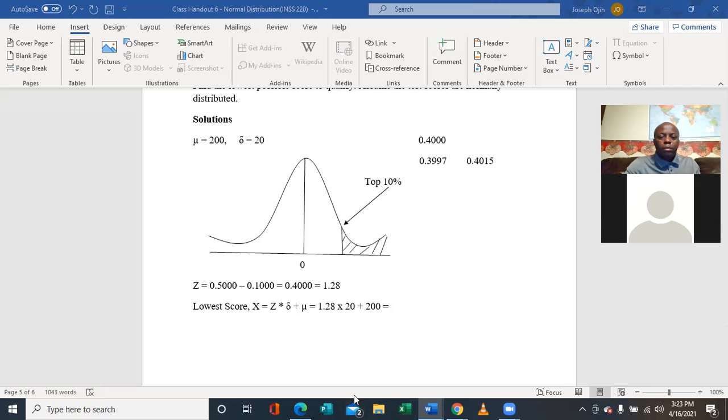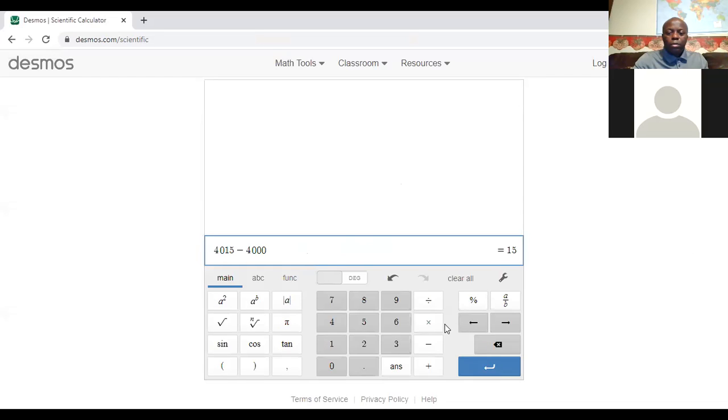Now I'll take you to the calculator. So we have 1.28 times the standard deviation of 20 plus the mean of 200. That gives 225.6. So the lowest possible score, the score to qualify, would be 225.6.